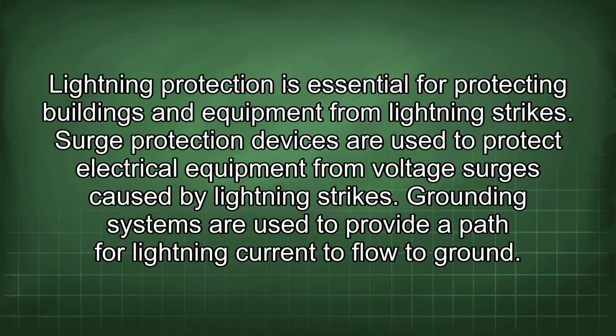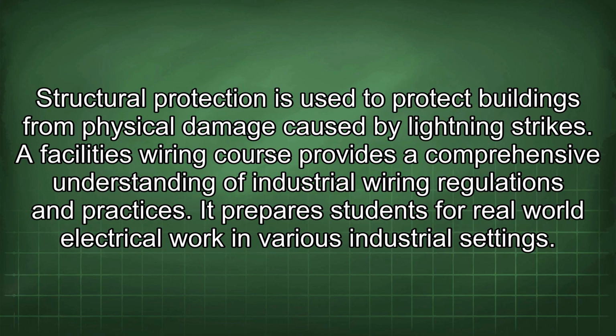Lightning protection is essential for protecting buildings and equipment from lightning strikes. Surge protection devices are used to protect electrical equipment from voltage surges caused by lightning strikes. Grounding systems are used to provide a path for lightning current to flow to ground. Structural protection is used to protect buildings from physical damage caused by lightning strikes.